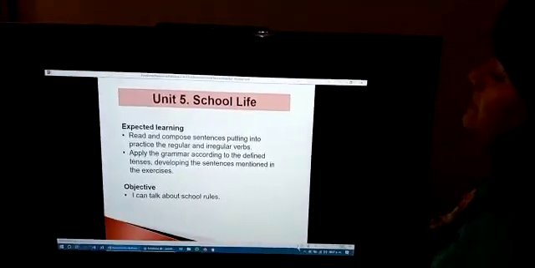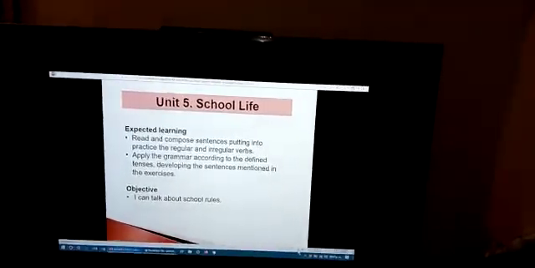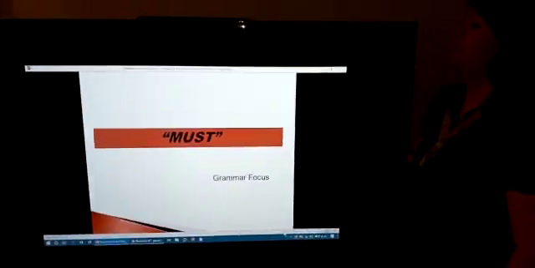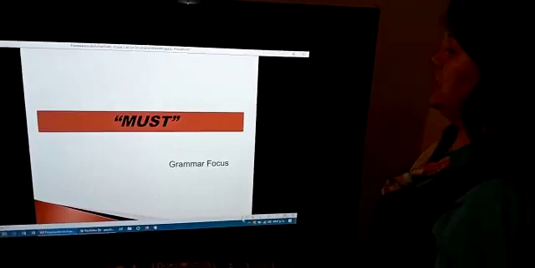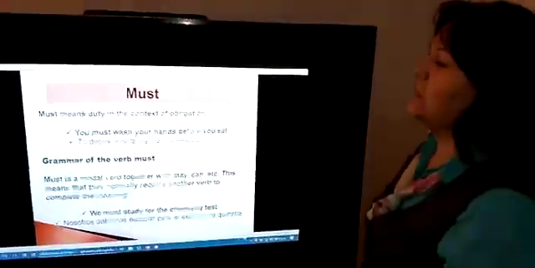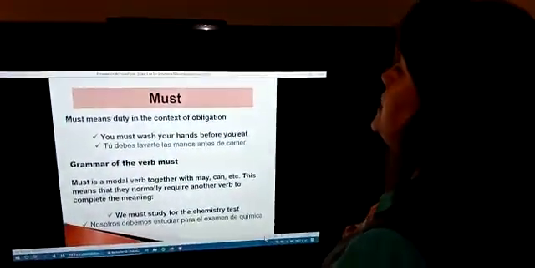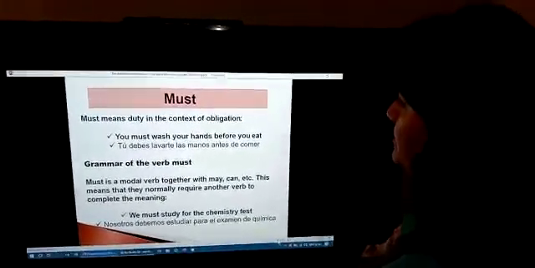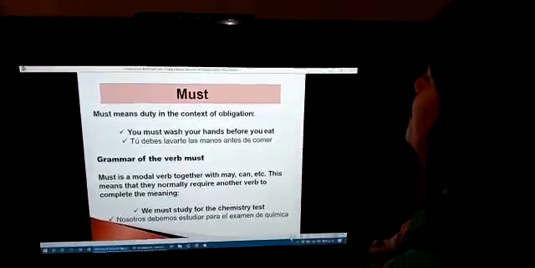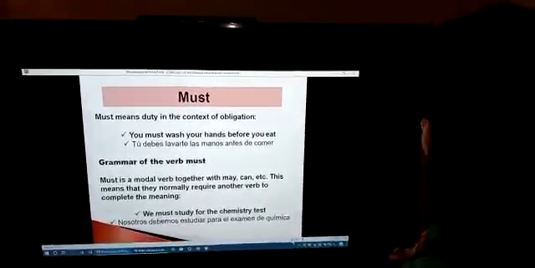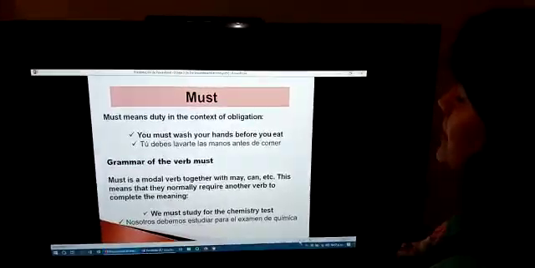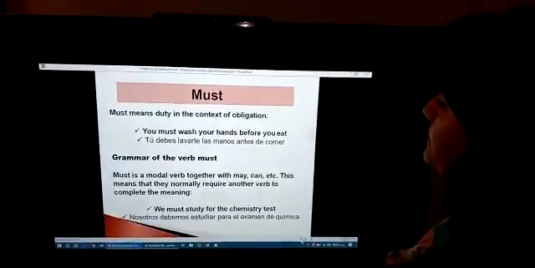Let's see the objective. I can talk about school rules. This is Unit 5, School Life, and the grammar focus is must. Must means duty in the context of obligation. Look at the example: You must wash your hands before you eat. In Spanish: tú debes lavarte las manos antes de comer.